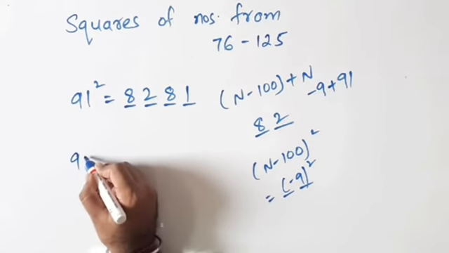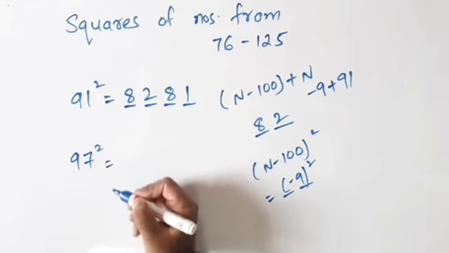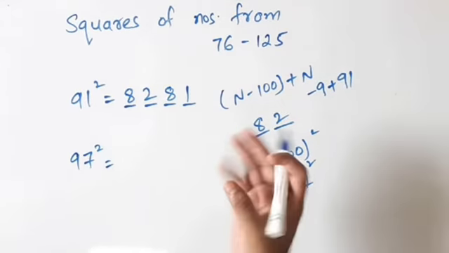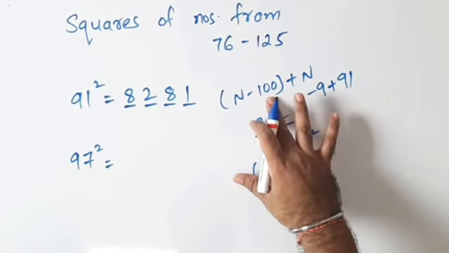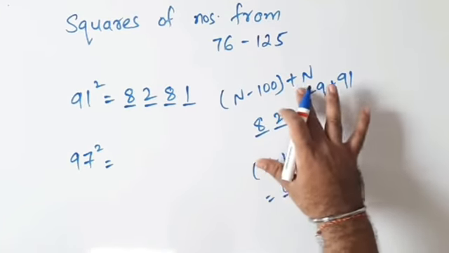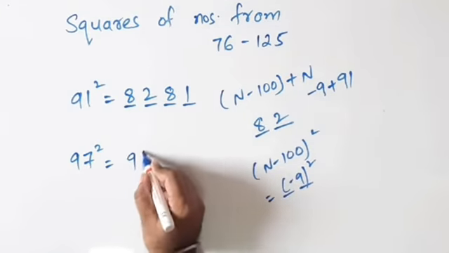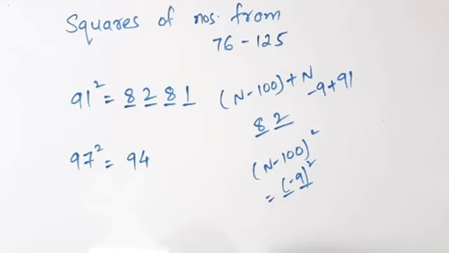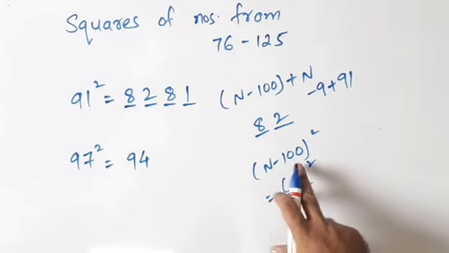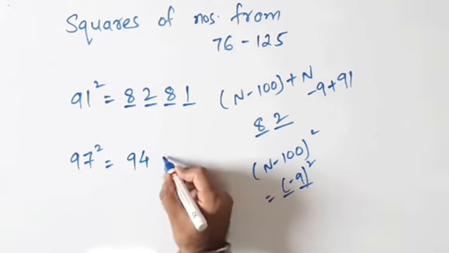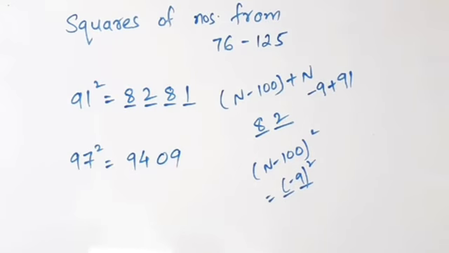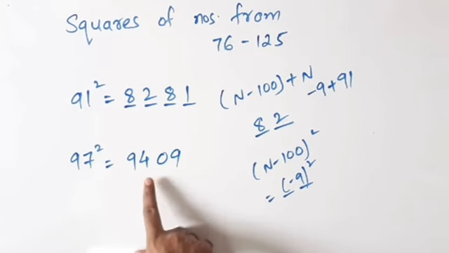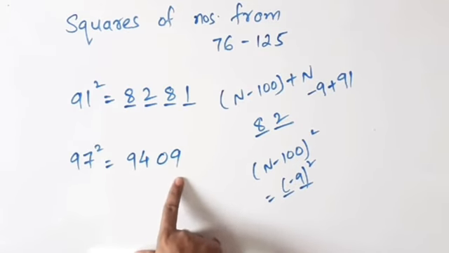Let us take 97 square. Now I'll do a little quickly. 97 minus 100 is minus 3. Minus 3 plus 97 again is 94. Then I'll come here. I got here minus 3. So minus 3 square is 9. But I'll not write 9 since I have two blanks here. So I'll write 0, 9.